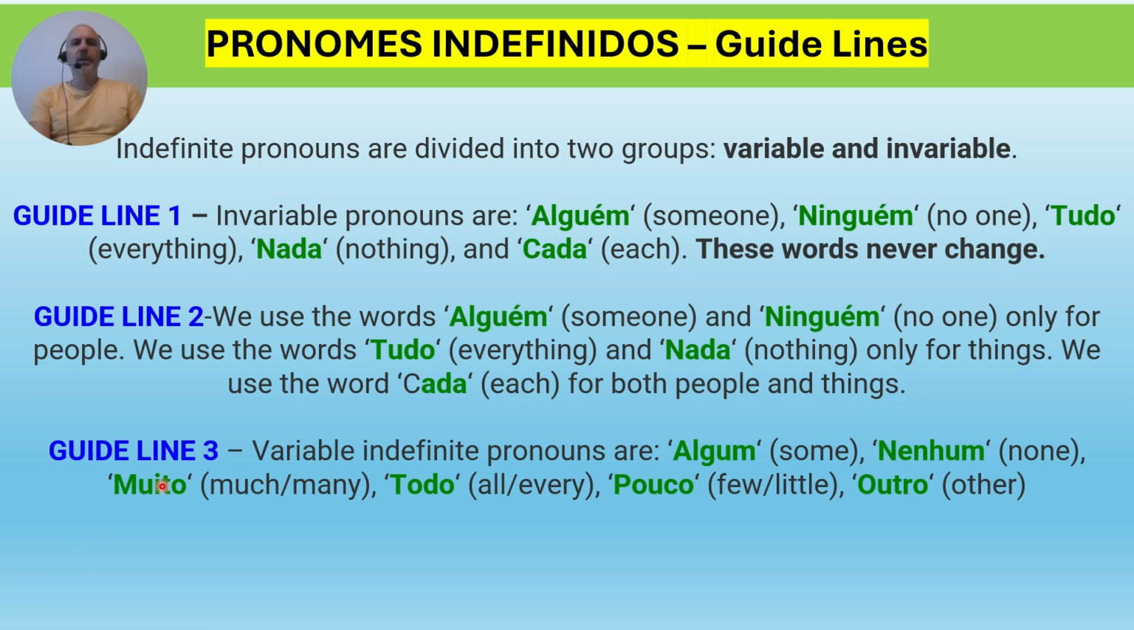Guideline number three. Variable indefinite pronouns are algum, some, nenhum, none, muito, much or many, depends how you're using it, todo, all, or every, pouco, few, little, or outro, other.